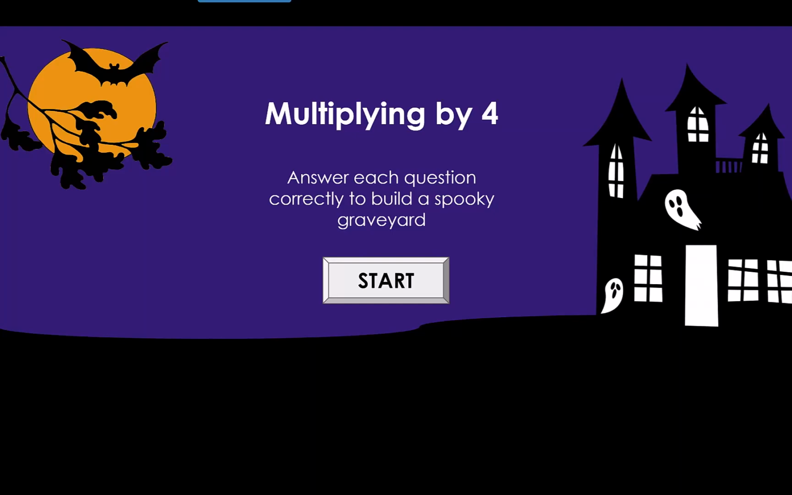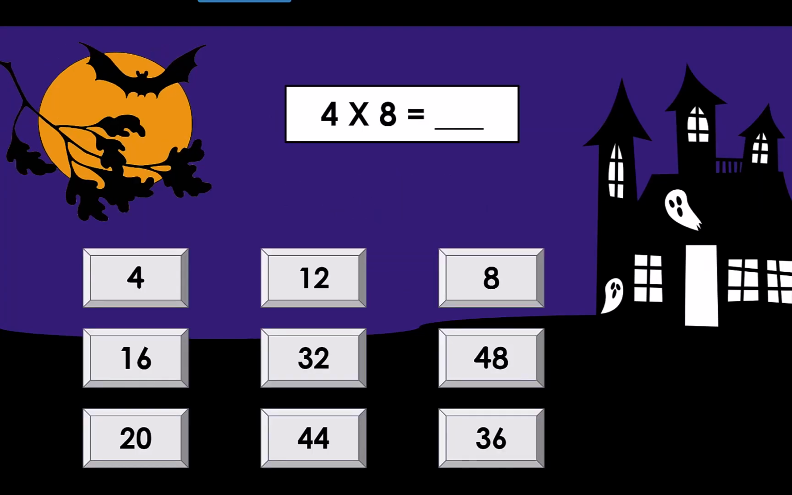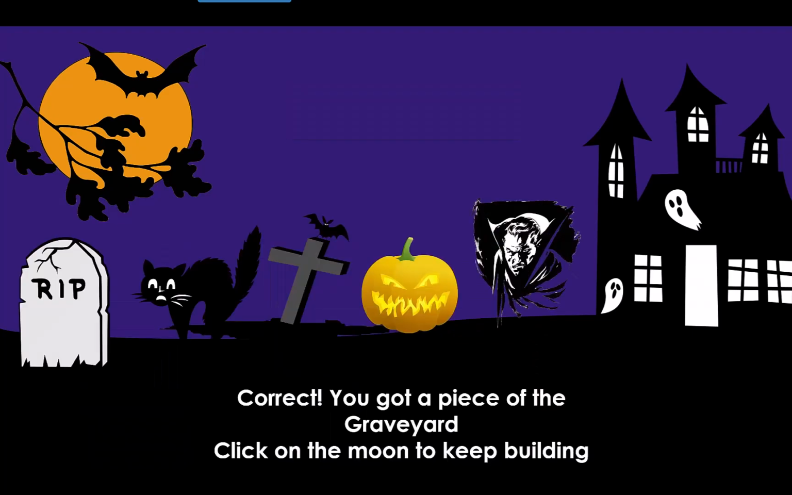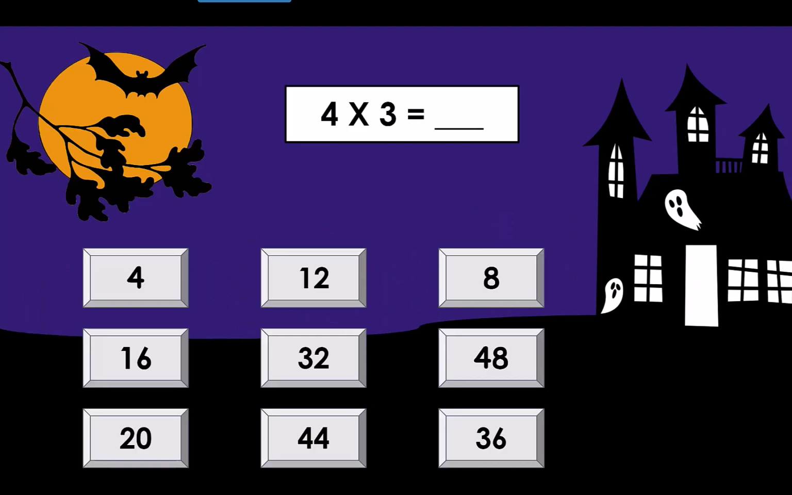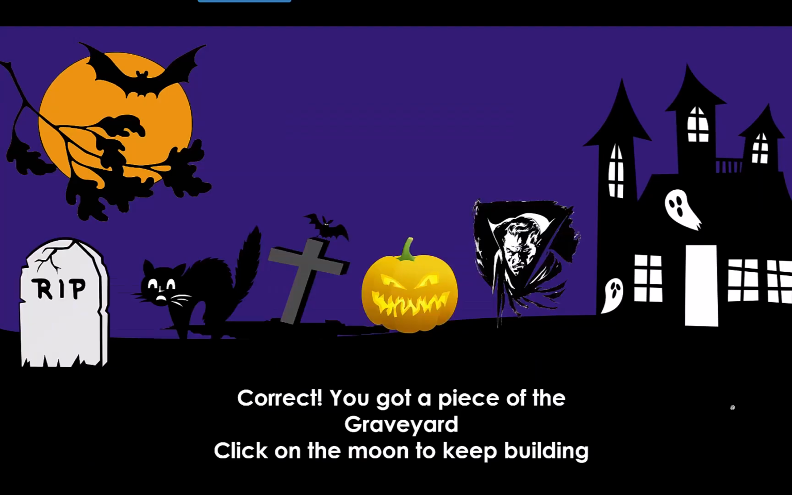I'm going to click Start. 4 times 8 is 32, so I'm going to click on 32. Correct, you got a piece of the graveyard. Click on the moon to keep building. 4 times 3 is 12. Correct, you got a piece of the graveyard. Click on the moon to keep building.